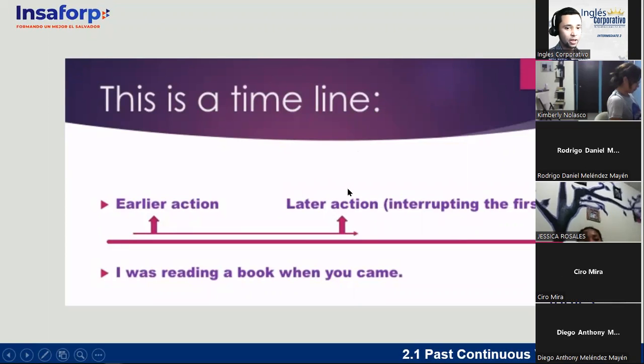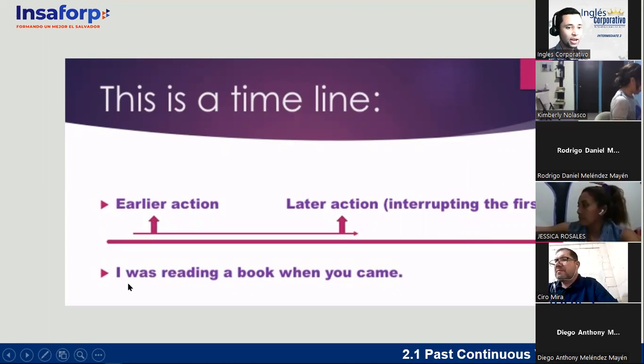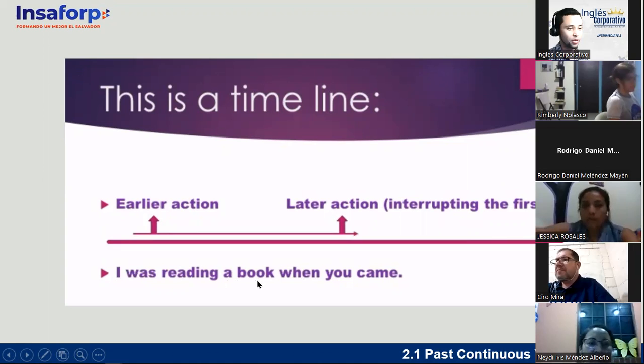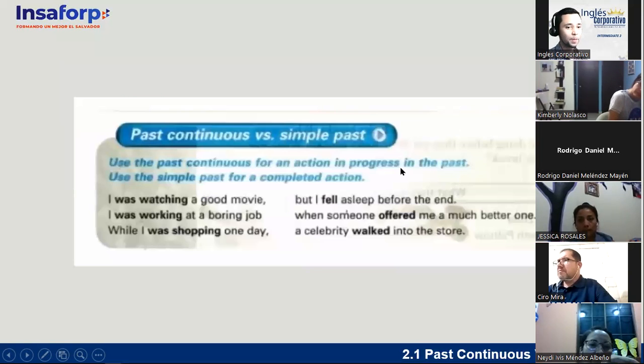This is a timeline. There's an earlier action and a later action. For example, I was reading a book when you came. So there is an action in progress, which is I was reading a book, and there is an action that interrupts the other action in progress, and this is you came. But don't worry, we're going to explain this in more detail in a few seconds. Again, this is past continuous versus past simple. We use the past continuous for an action in progress in the past, and we use the simple past for a completed action.